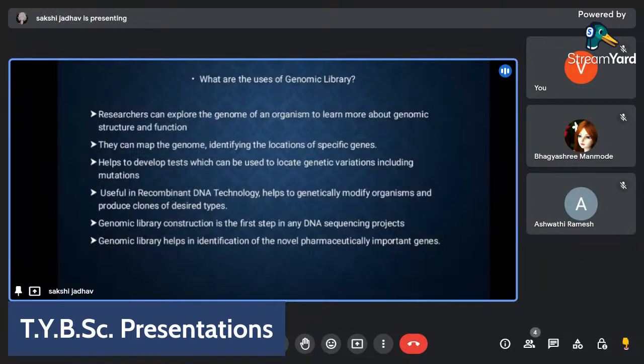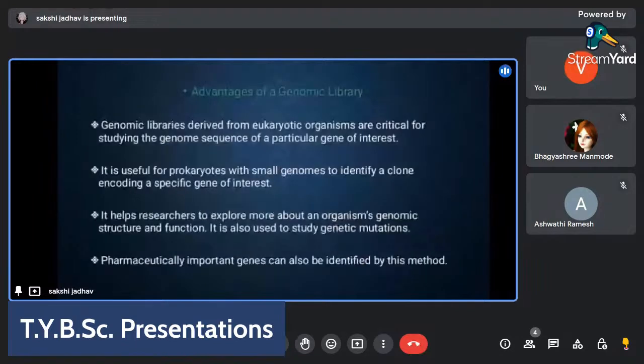Genomic library construction is the first step in a DNA sequencing project. A genomic library helps in identification of novel pharmaceutically important genes. Advantage of genomic library: libraries derived from eukaryotic organisms are critical for studying the genome sequence of a particular gene of interest. It is useful for prokaryotes with small genomes to identify a clone encoding a specific gene of interest.